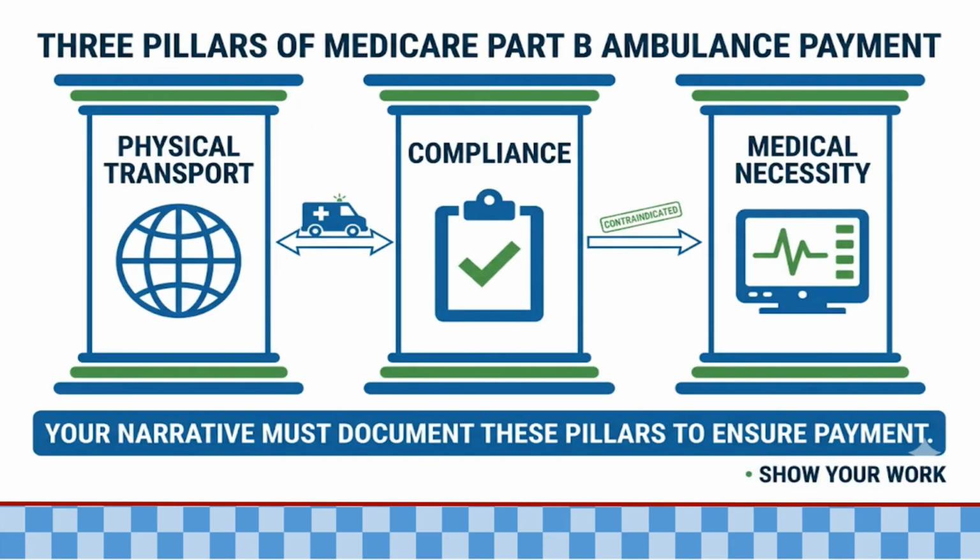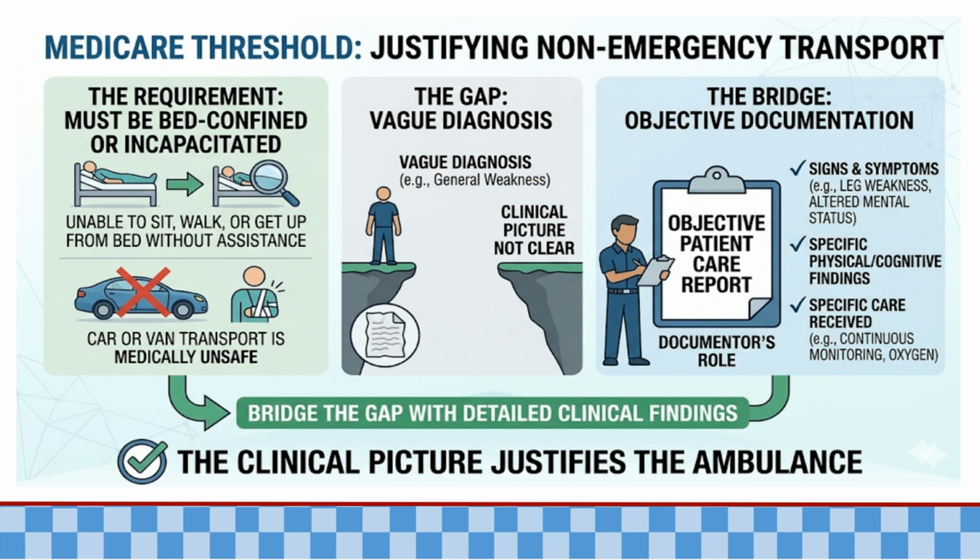Medicare Part B ambulance payment rests on three pillars: physical transport, compliance, and medical necessity. The patient's condition must be severe enough that an ambulance was the only safe option. Your narrative must document all three to ensure payment. For non-emergency transport, the patient must be bed confined, or their condition must make other transport unsafe.